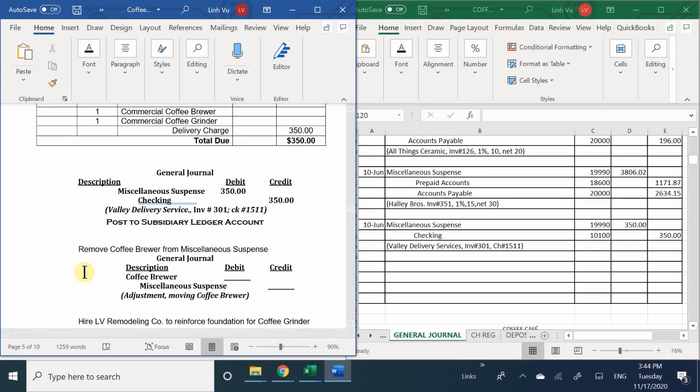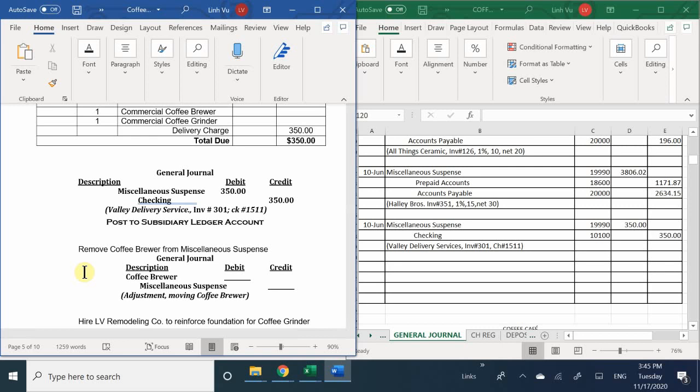Remove the brewer from miscellaneous expense. And then we need to adjust the amounts of everything. Now, the reason why we do this is because we already have an existing coffee brewer. Remember, we purchased it from the very beginning. So we have a total of 2 coffee brewers now that we've made this second purchase. The shipment was for both coffee brewer and coffee grinder, so we didn't separate it right away because I didn't know what I wanted to do with it.